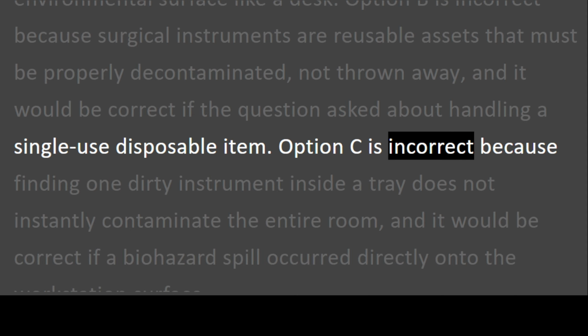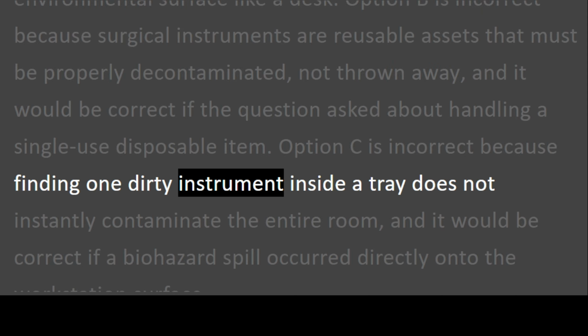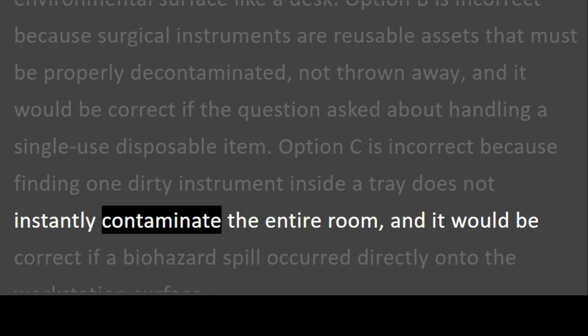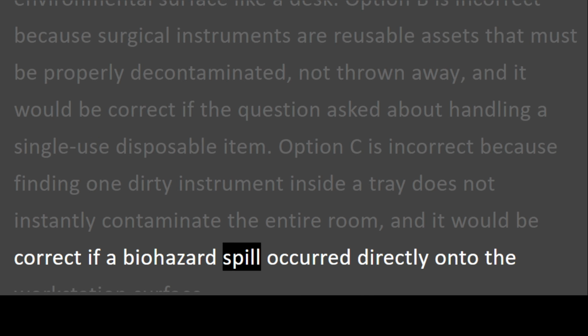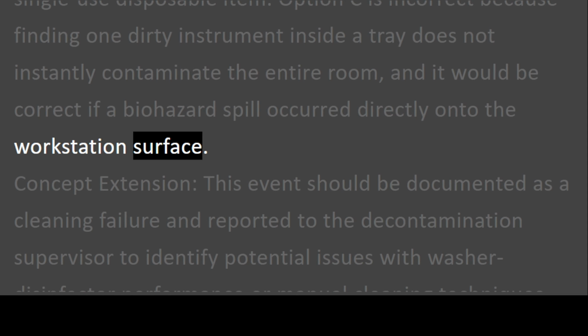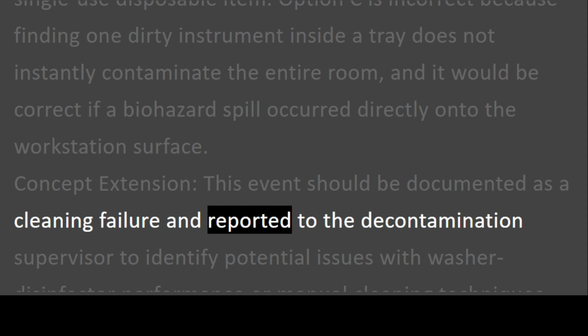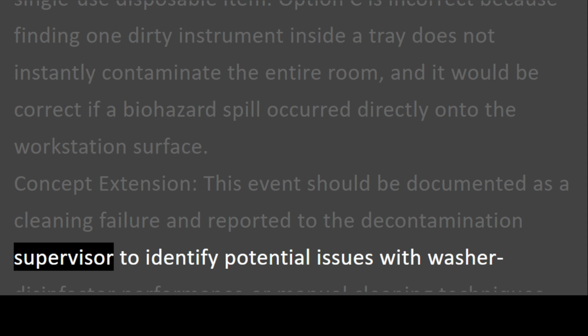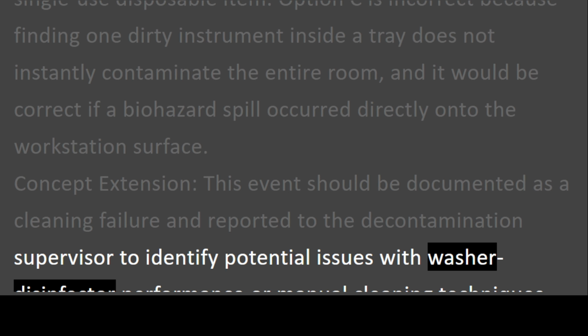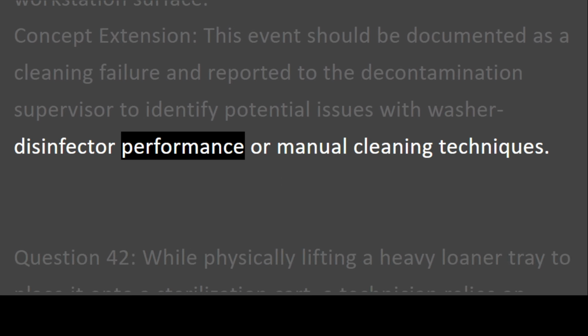Option C is incorrect because finding one dirty instrument inside a tray does not instantly contaminate the entire room, and it would be correct if a biohazard spill occurred directly onto the workstation surface. Concept extension. This event should be documented as a cleaning failure and reported to the decontamination supervisor to identify potential issues with washer disinfector performance or manual cleaning techniques.